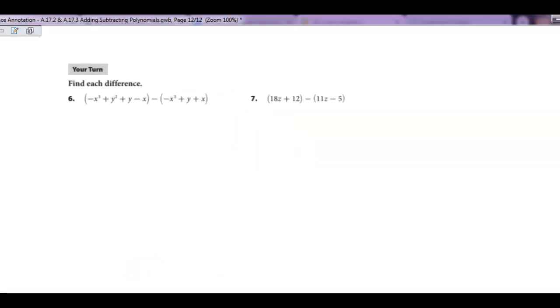This time we're going to do it horizontally. So the first thing I'm going to do is change everything to its opposite in my second set. And then I'm going to combine like terms. I have a -x cubed plus a +x cubed. Those are going to cancel each other out. Then I have a y squared. I don't have another y squared. Then I have a y, a minus y. Well, a positive y and a negative y, that cancels each other out. And then I have a -1x and a -1x, so it's -2x. So there is our simplified version.